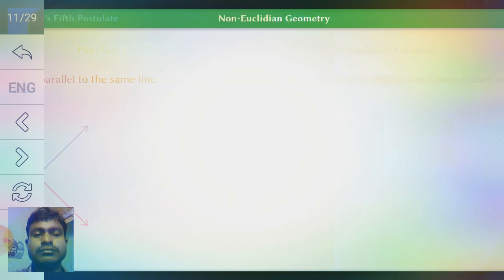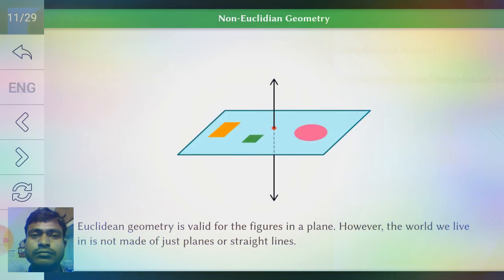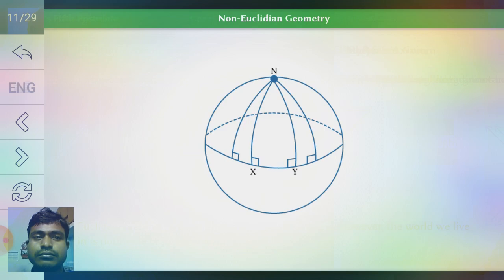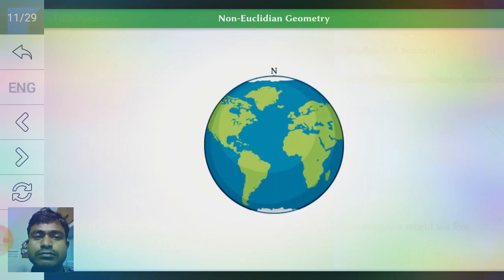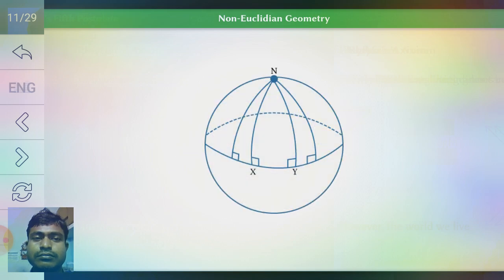Euclidean geometry is valid for the figures in a plane. However, it is limited to just planes or straight lines. For example, the figure resembles the Earth we live in, which is spherical in shape. In the figure, the lines XN and YN, which are similar to longitudes, are perpendicular to the line XY, which is similar to a latitude.